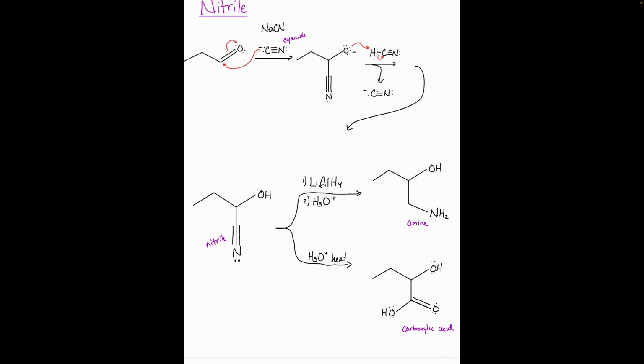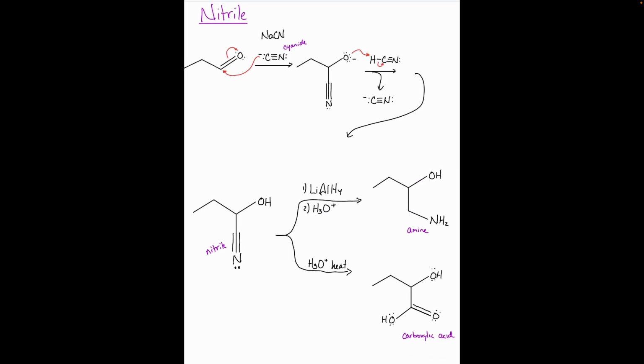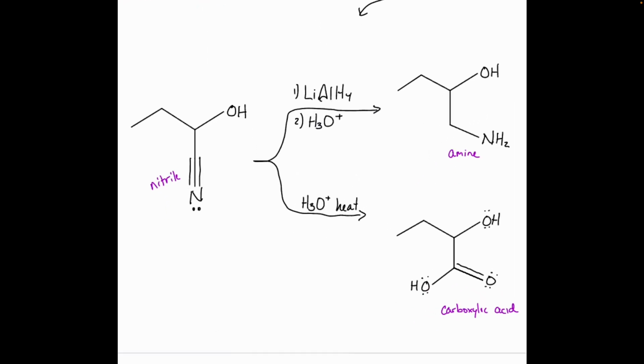Okay, so again, we learned about this first step here last class, just taking a nitrile nucleophile and reacting it with that electrophilic carbonyl carbon. And now we know two things that we can do with that product. We can add in our reducing agent to create an amine, or we can use acid and heat to create a carboxylic acid.